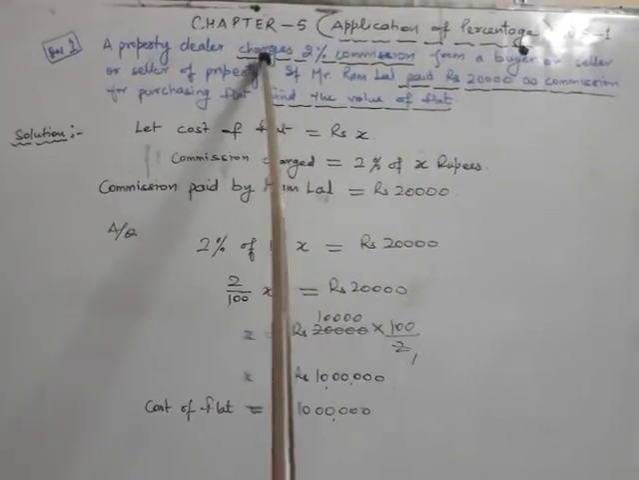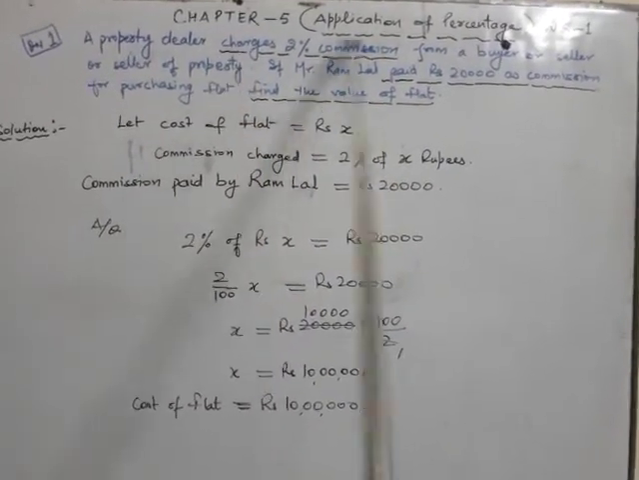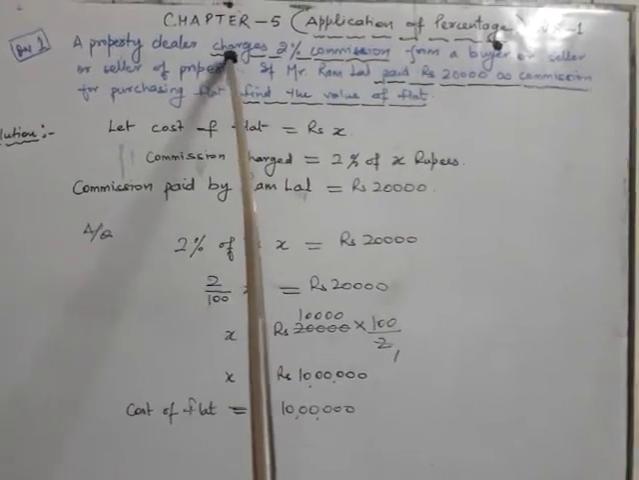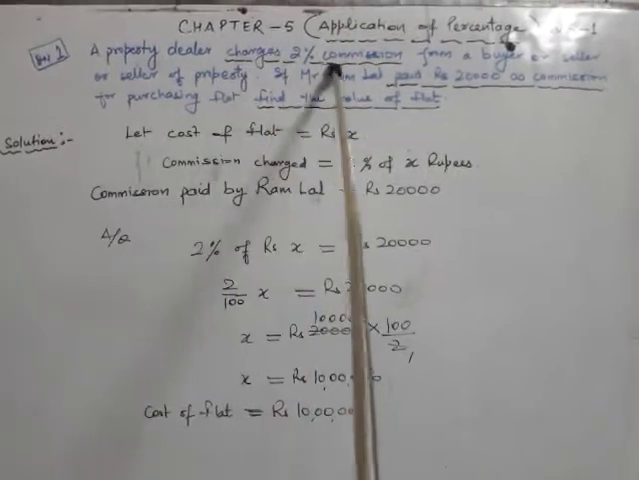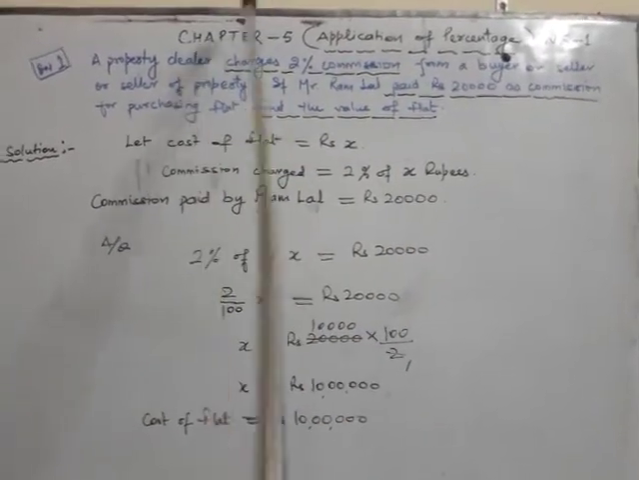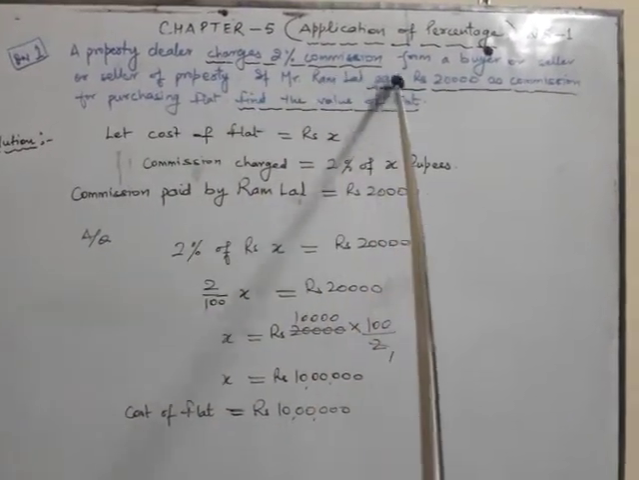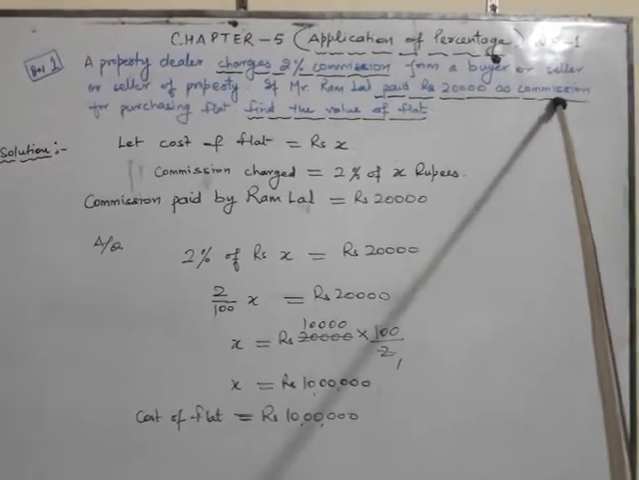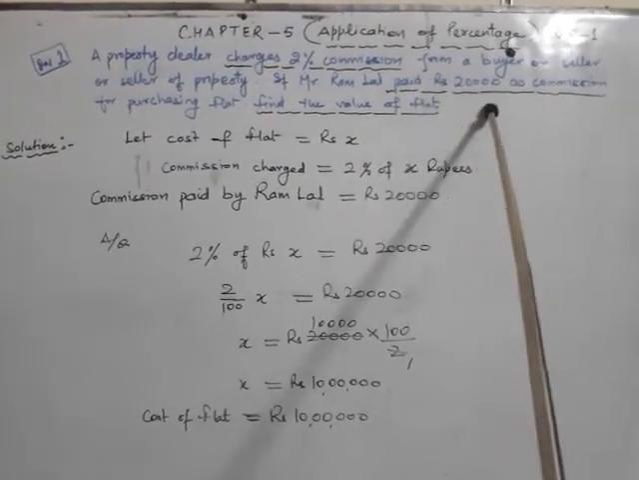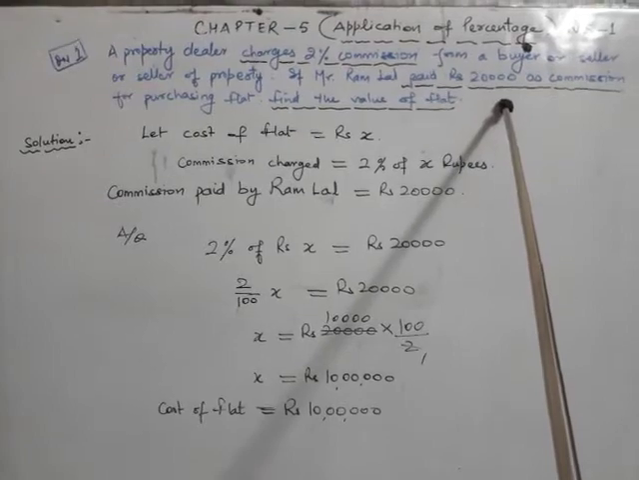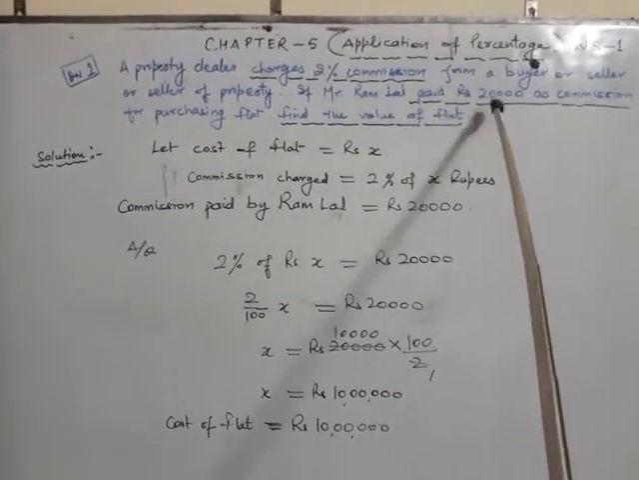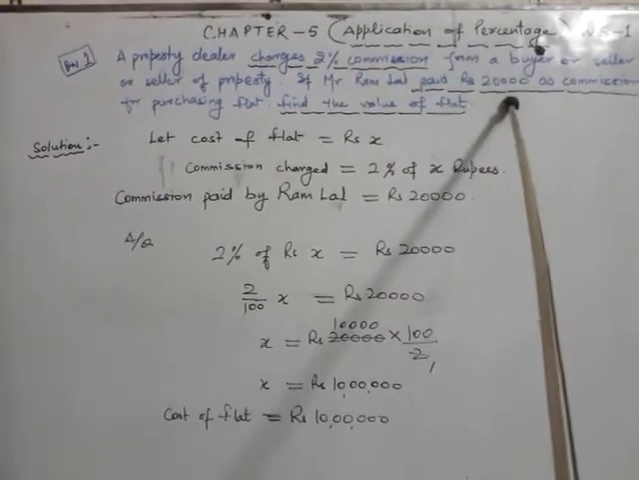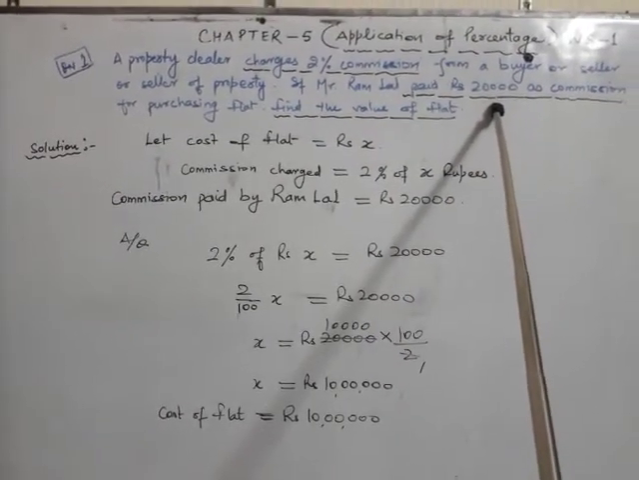So what are the important words here? We'll first of all underline those words. Charges 2% commission is important here. So 2% commission is charged by the dealer, and if Mr. Ramlal paid rupees 20,000 as commission, who got this commission? The property dealer got this commission. He is going to charge 2%, and in the form of 2% he got rupees 20,000 as commission.